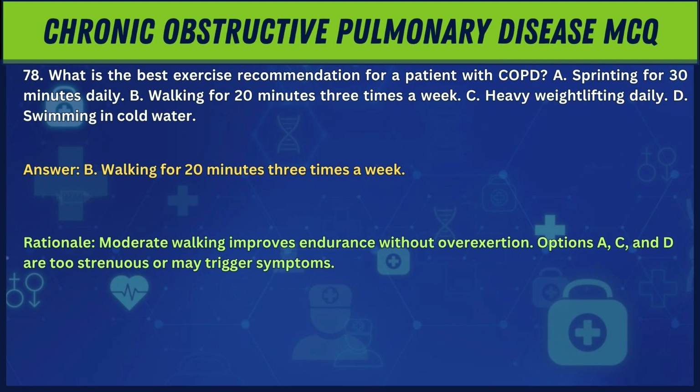78. What is the best exercise recommendation for a patient with COPD? A. Sprinting for 30 minutes daily. B. Walking for 20 minutes 3 times a week. C. Heavy weightlifting daily. D. Swimming in cold water. Answer: B. Walking for 20 minutes 3 times a week. Rationale: moderate walking improves endurance without overexertion. Options A, C, and D are too strenuous or may trigger symptoms.